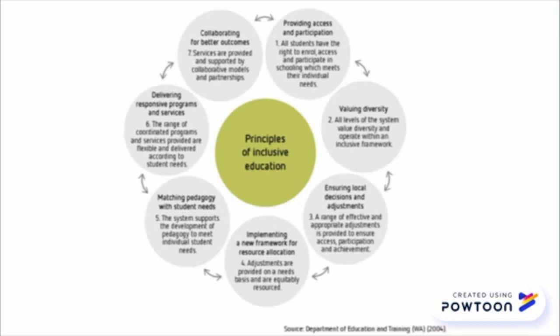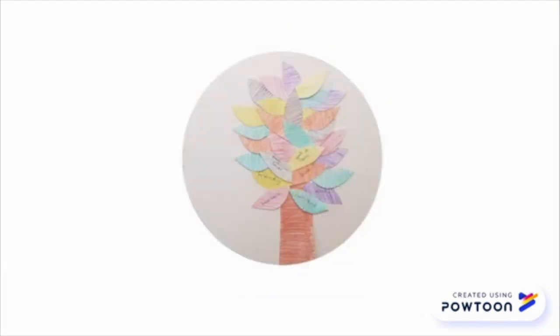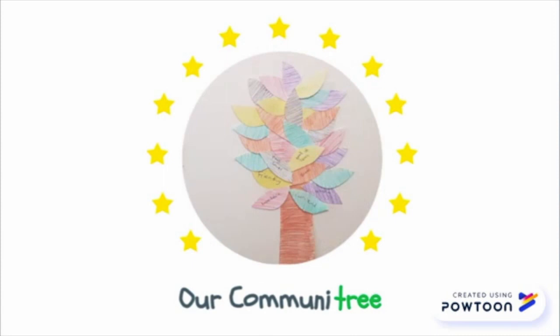This includes providing access and participation to schooling, valuing diversity, ensuring local decisions and adjustments are made, implementing a new framework for resource allocation, matching pedagogy with student needs, delivering responsive programs and services, and collaborating for better outcomes. To support this framework, teachers can use resources to promote an inclusive culture within their classroom. This is Our Communitree, a resource developed to celebrate all students as individuals.